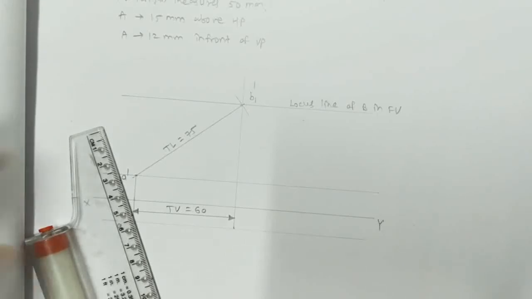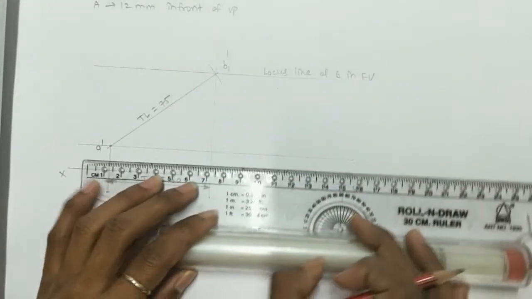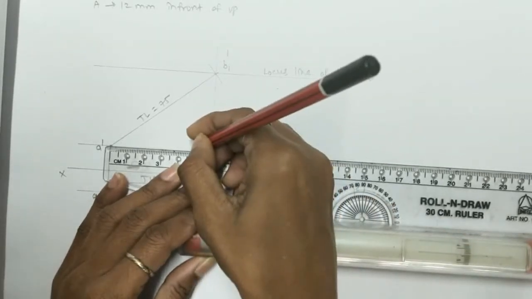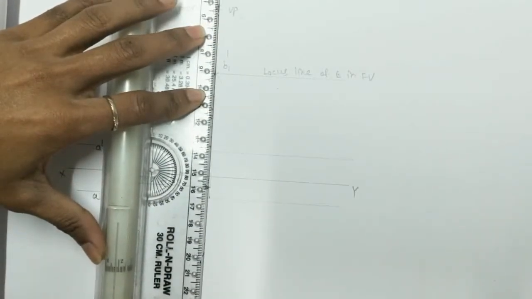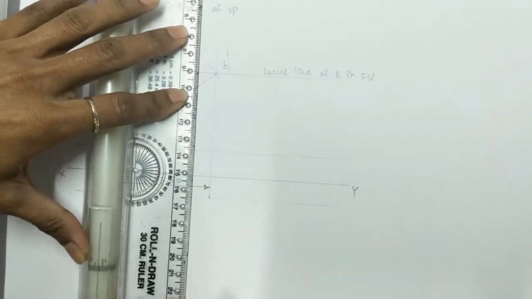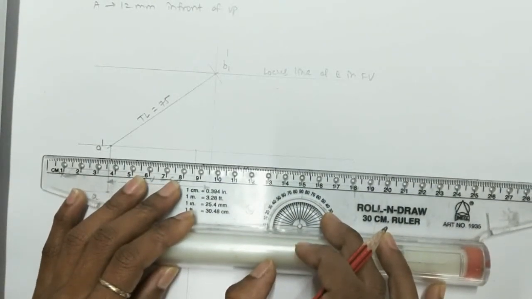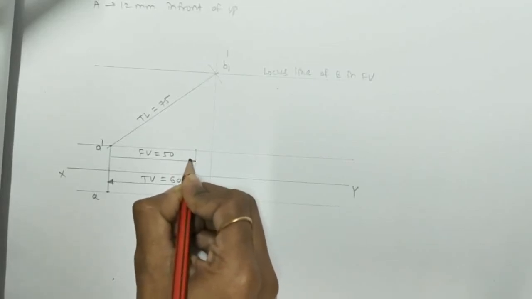Now front view length measures 50 mm. So measure 50 mm from point A dash and draw a vertical line from that point in top view. Show here distance front view 50, front view equals to 50, and show arrow.